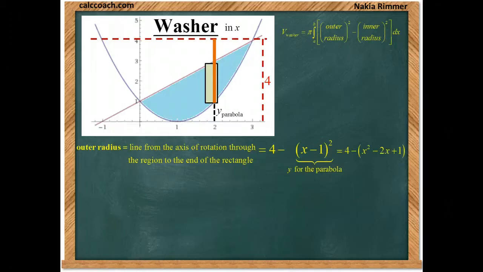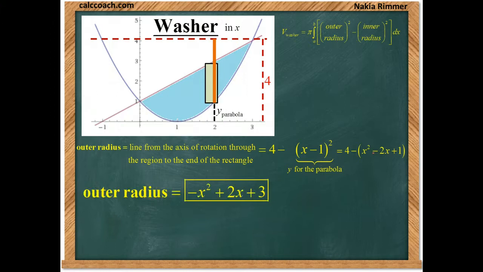Square it out, and then combine the terms. Squaring it out, we get x squared minus 2x plus 1, and the 4 and the 1 combine to give us a 3. Writing them in decreasing order, we have negative x squared plus 2x plus 3. That is our outer radius.